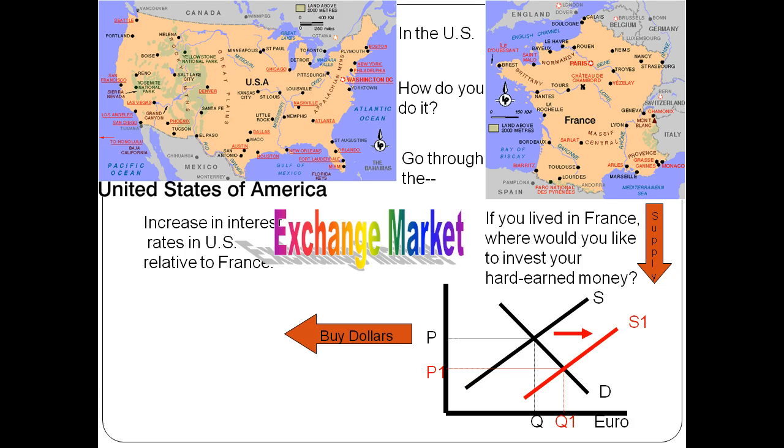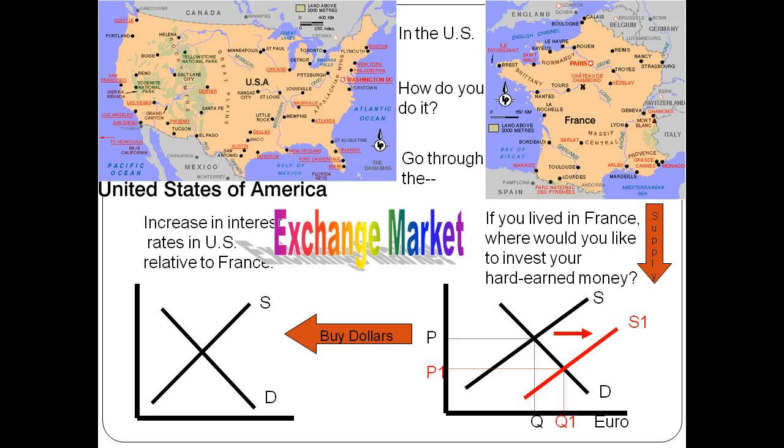So now let's take a look at what's going on to the supply and demand for the dollar in this exchange market. So once again, we're going to have simple supply and demand graphs here. In this case, we're focusing in on the dollar. So we have our price on our y-axis, quantity on our x-axis. We're looking at the dollar. We have a downward sloping demand curve, upward sloping supply curve. We have an equilibrium price and quantity.